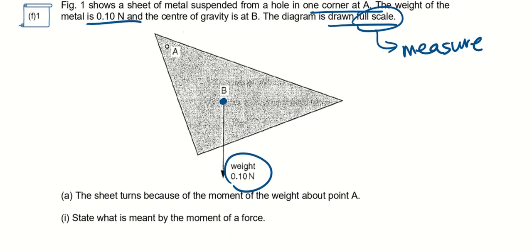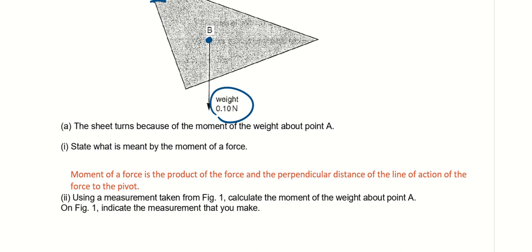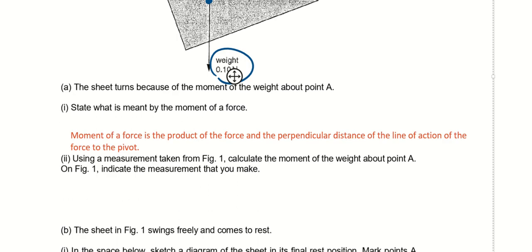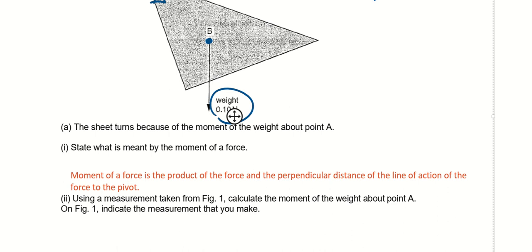Now at A, the sheet turns because of the moment of the weight about pivot A. So the pivot is here. State what is meant by the moment of a force. This is the definition for moment. Moment of a force is the product of the force and the perpendicular distance of the line of action of the force to the pivot. Please memorize. In part 2, using a measurement taken from figure 1, calculate the moment of the weight about point A. On figure 1, indicate the measurement that you will take.